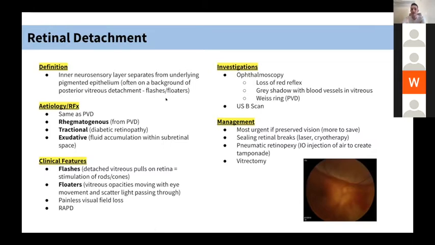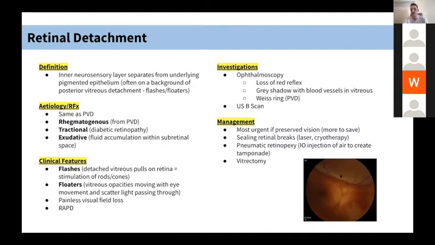And then in terms of retinal detachment, which is a little bit worse, because you've got a few layers, it's when your inner neurosensory layer separates from the pigmented layer underneath. That's your proper retinal detachment. There's a few different types, but you don't really need to know them. In terms of clinical features, it's pretty much the same thing: flashes and floaters, and you can get a relative afferent pupillary defect as well.